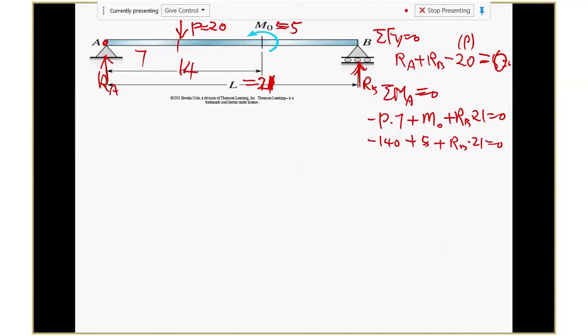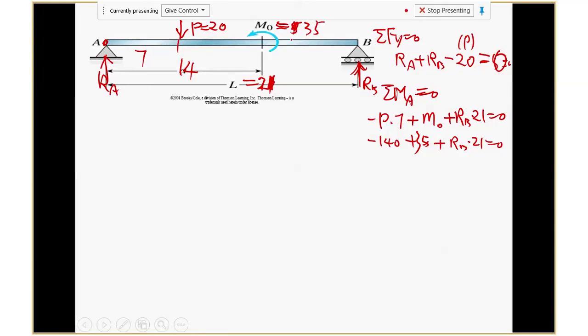That's a weird number. Okay, can we somehow make it an integer? Can we change the moment? Change it to what, to make RB an integer? 21 times, let's say 21 times 5 is what? 105. Okay, how can we change from 140 to 105? 35, right? So we can make this one 35. How about that? Oh, 35 instead of 5.